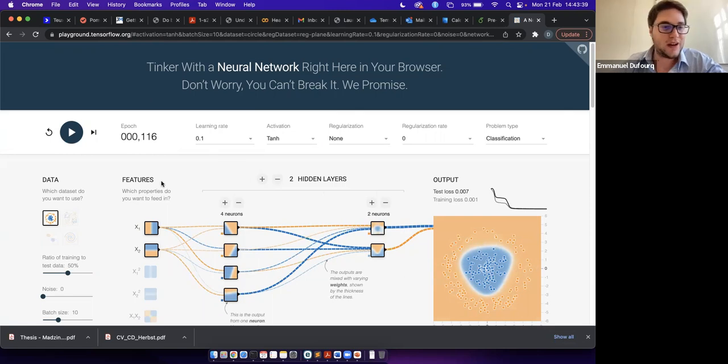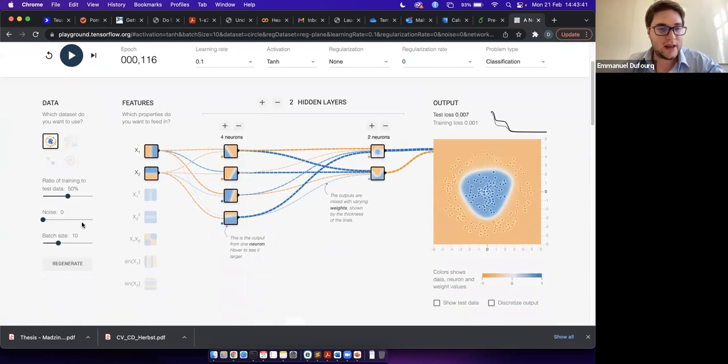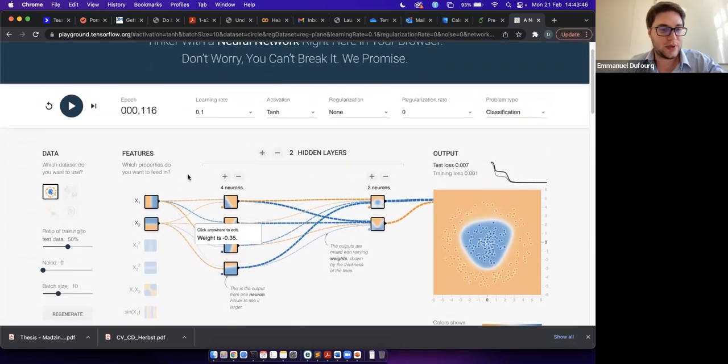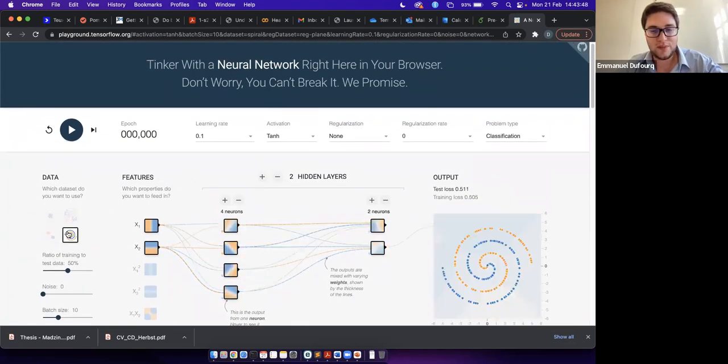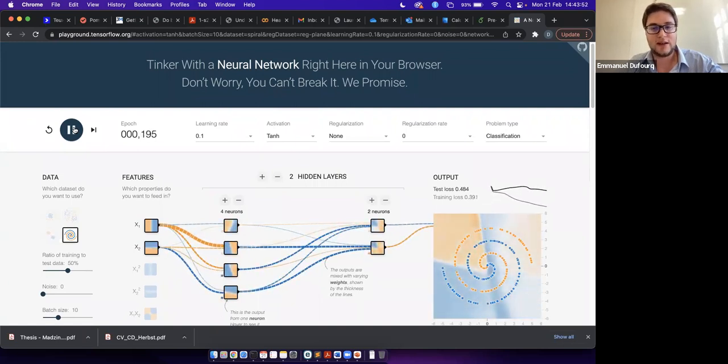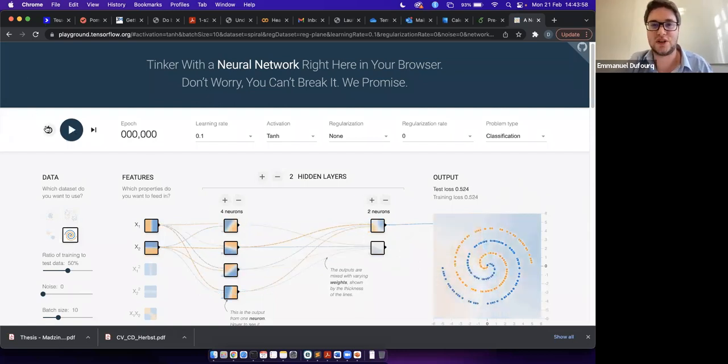So just maybe spend 5 minutes, come here and add neurons, add layers, see what happens, try a different problem. This one is more complicated, and try and see if you can solve some of these. So maybe we'll just spend 5 minutes on that. And maybe if you have some questions, you can ask your questions in these 5 minutes as well.